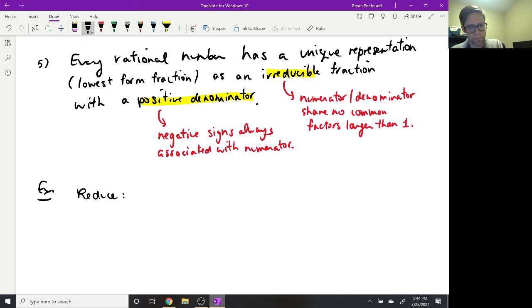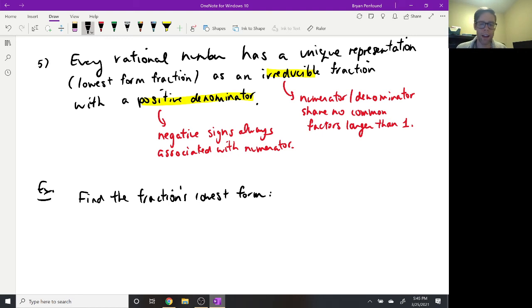This is also why we probably use the word reduce. I'm going to say find the lowest form of the fraction. And again, I don't think there's any good way of actually saying this out loud other than we're looking for the representation that's irreducible. It's the one that doesn't share any common factors.